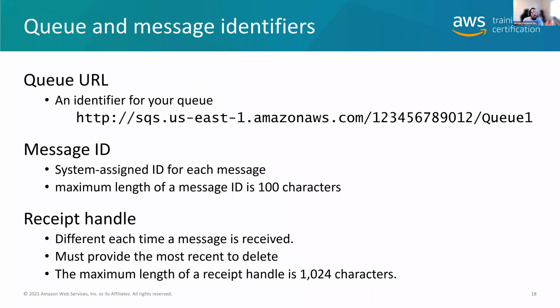Other things to know is that obviously every queue gets an ARN. There's an ARN, but notice there's also a web URL, just like there is for S3 buckets. There's an SQS URL. And then every message gets an identifier. The maximum ID is up to 100 characters. That one you don't have to remember. No one asked you that on the exam.